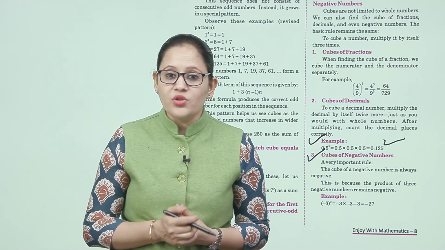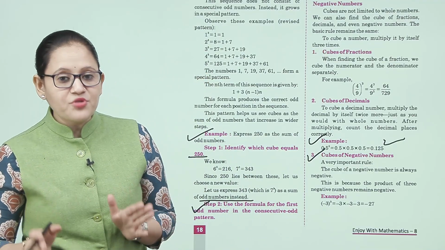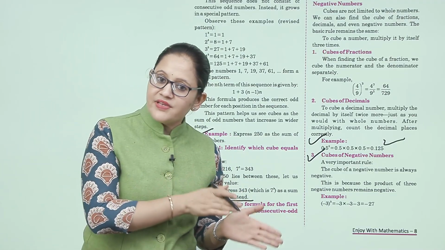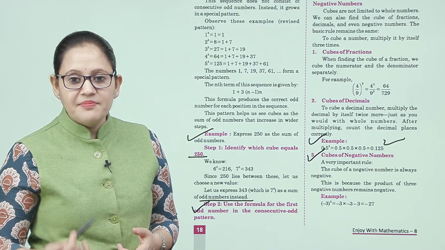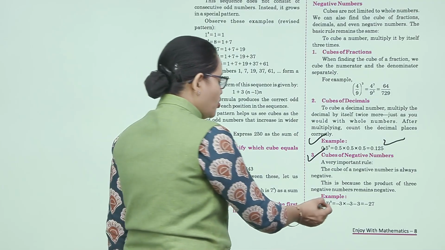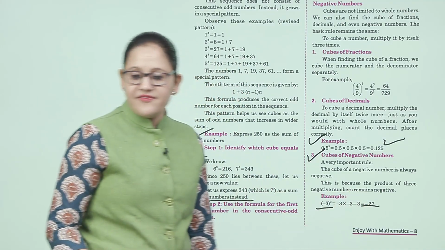Now, cubes of negative numbers. The very important rule: the cube of a negative number is always negative. So, that we have to keep in mind. This is because the product of 3 negative numbers remains negative. Cube of minus 3 is equal to minus 27.